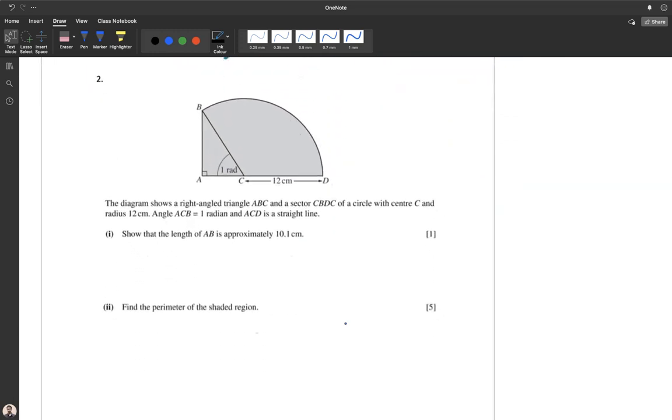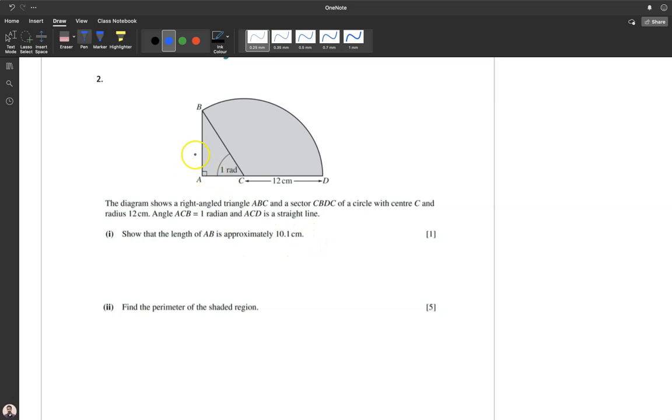Okay, so this one. The diagram shows a right angle triangle, and you have a sector of a circle attached to that triangle. The first thing is to show that the length of AB is approximately 10.1.